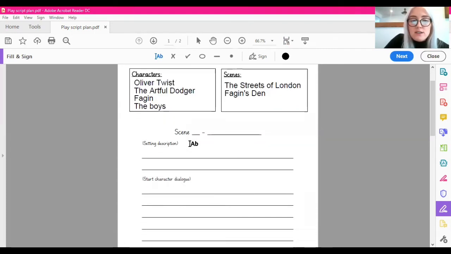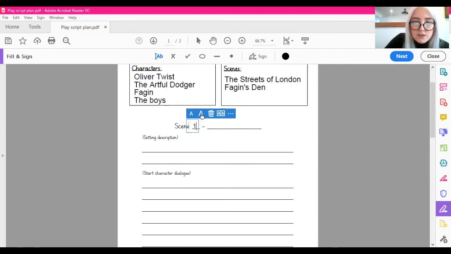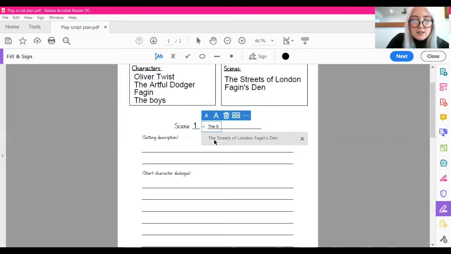Now I'm going to start to plan out my first scene. Of course, make sure you're doing the scenes in order of what happened. So the streets of London, that comes first. So I'm going to put scene 1 because that's the first scene. Then I'm going to put the title, which is The Streets of London, okay?